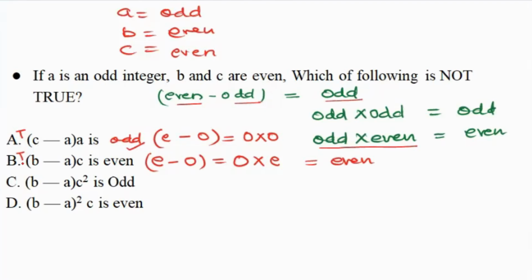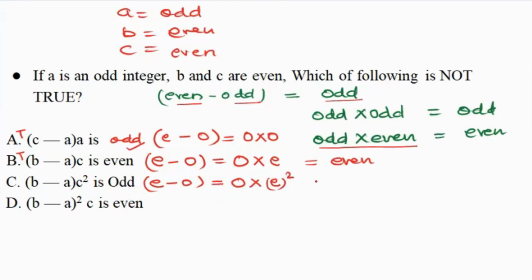When we are going to option C, option C is saying (B − A) times C square. Okay, (B − A) times C square. So B is an even number, A is an odd number. Again I am doing even number minus odd number, and I will be getting an odd number times C square. C square means even number square.